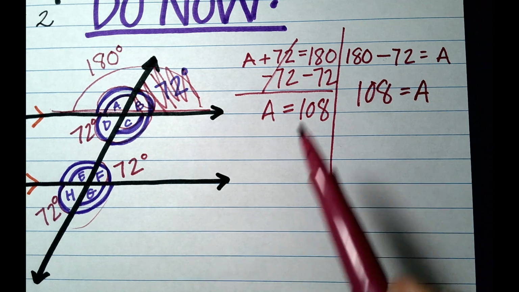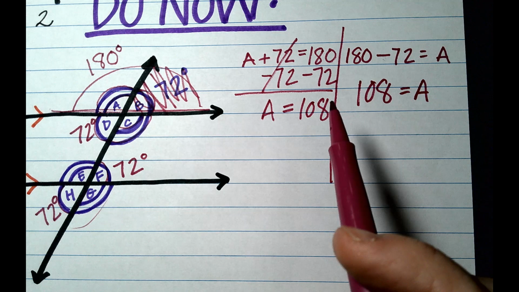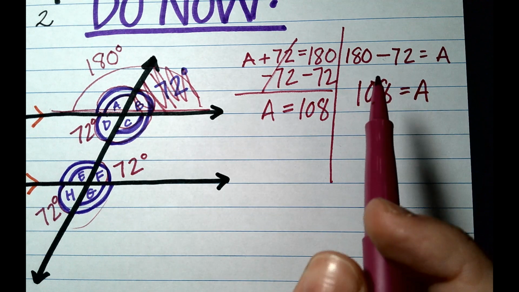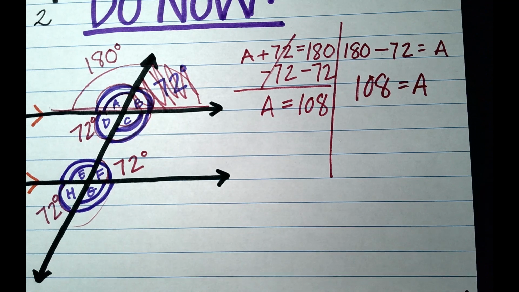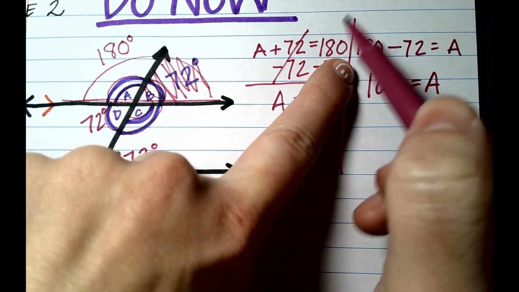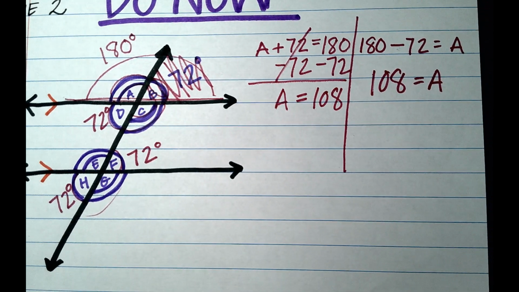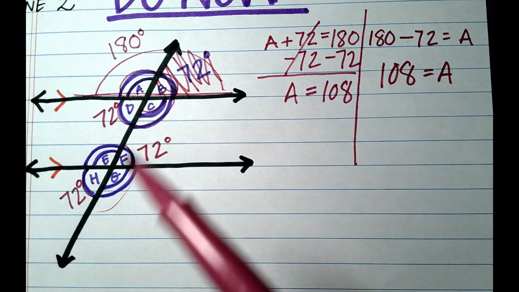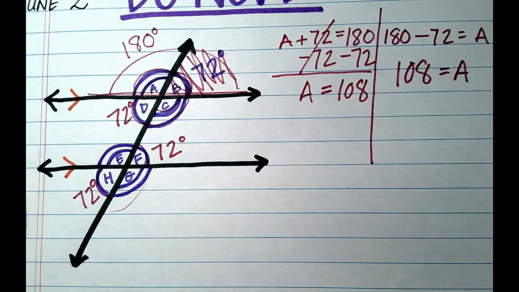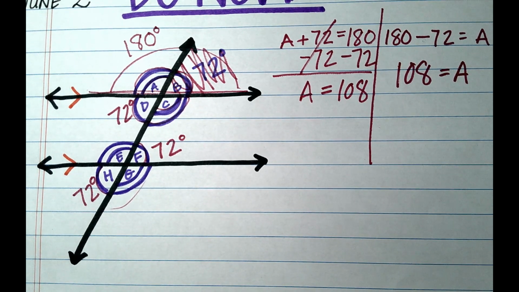Would it be negative? How did you get negative? Oh, you did 72 minus 180. We're doing 180 minus 72. Yes, that's okay. And something you can remember as a rule: you will not get a negative angle. So if you get a negative answer, I would change it to positive.